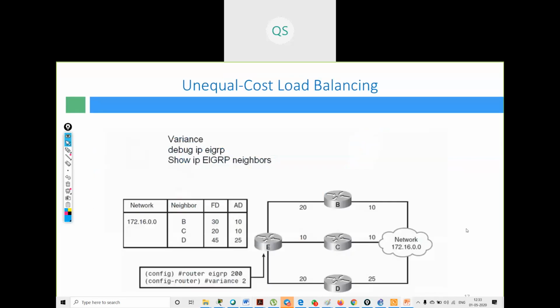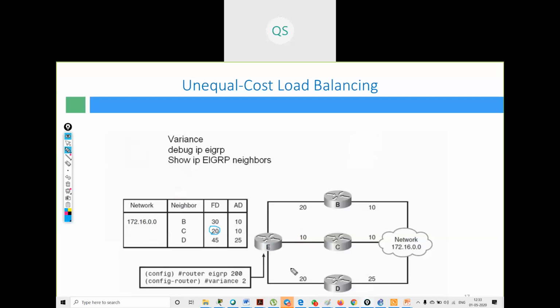See, this is the example of unequal cost load balancing. We just have to go into EIGRP and give one command: variance 2. Now, what is my best route in this? This is my best route, via C. Via C is my best route. Correct.